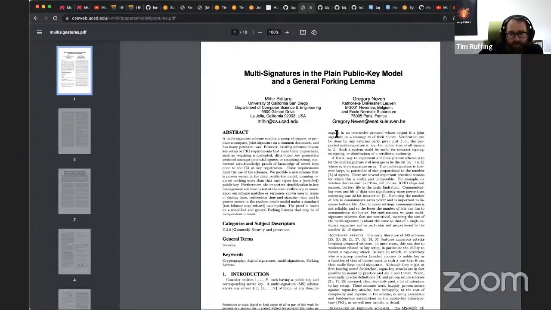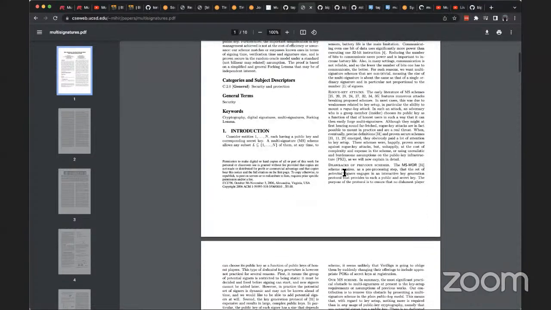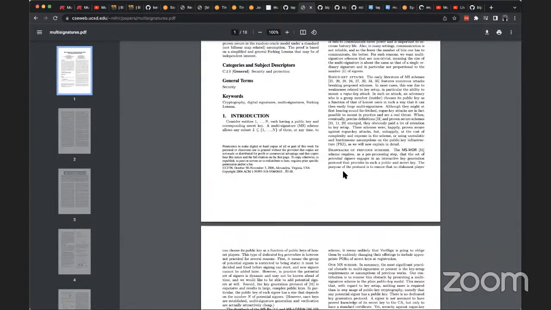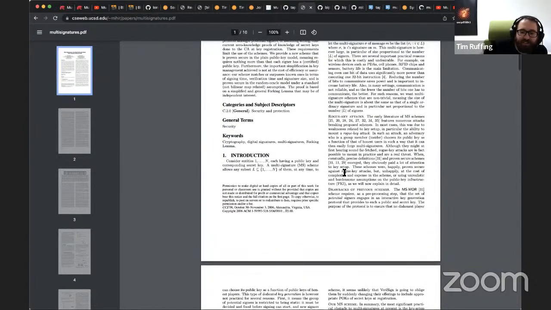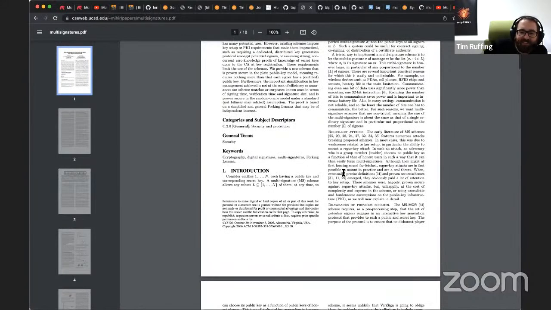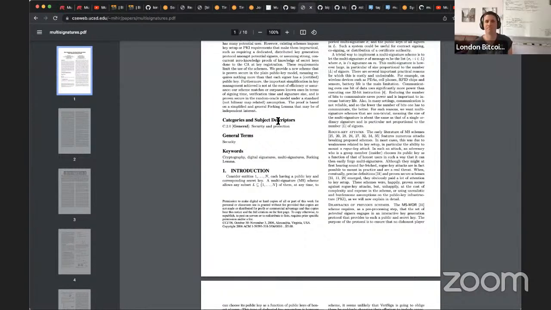This paper doesn't have key aggregation, I think. I think it does. I think this was the first paper that had key aggregation, actually. Oh, I should know. Let's check. It's got a section on rogue key attacks. Okay, because they had the first idea to avoid the rogue key attacks, right?